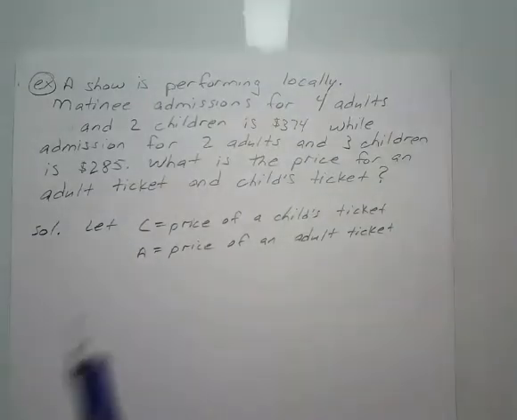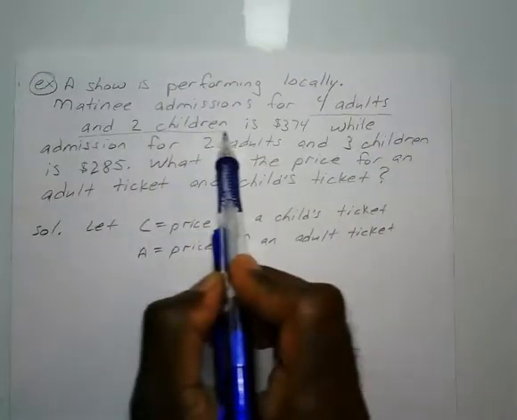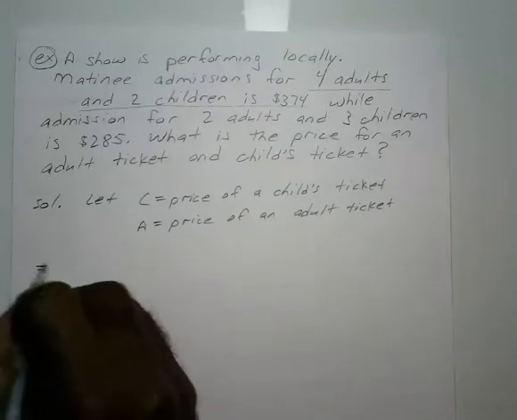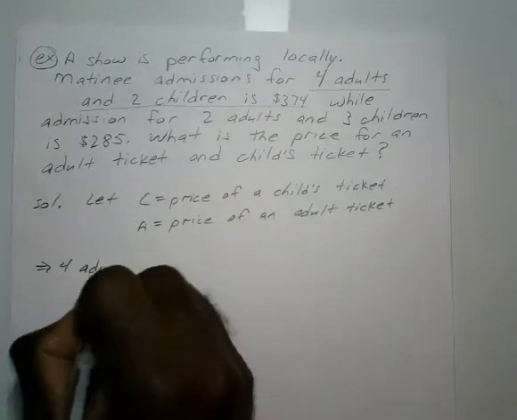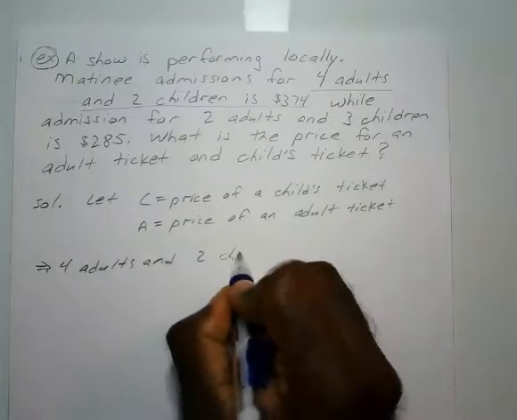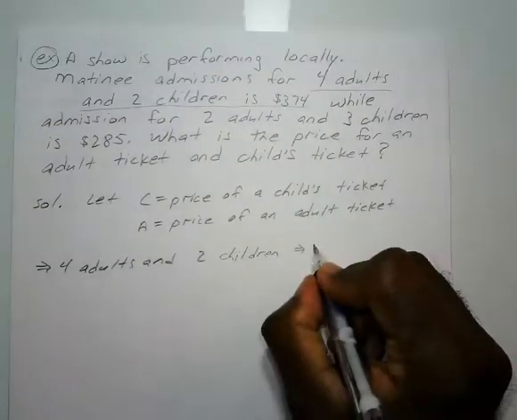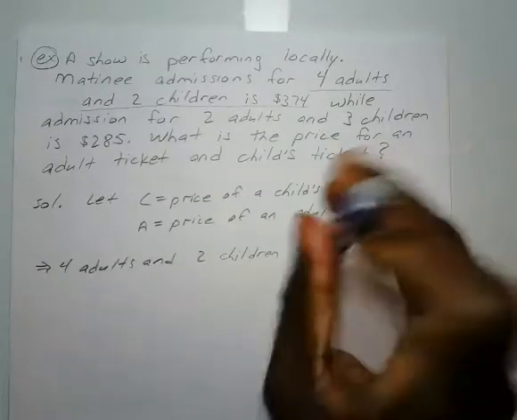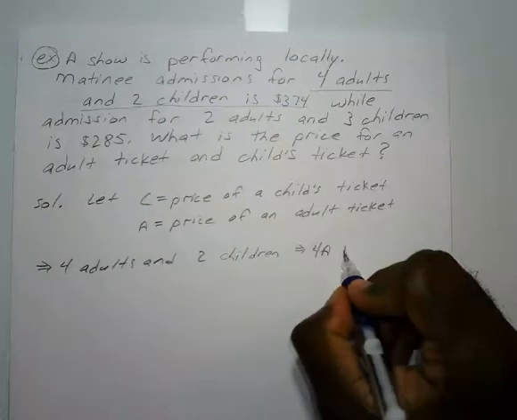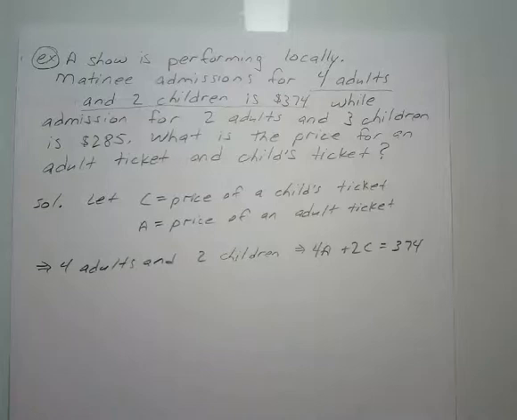Okay, so now we look at what's described to us. So we have 4 adults and 2 children is $374. We can actually get our equation from that. So we have 4 adults plus 2 children equals 374.